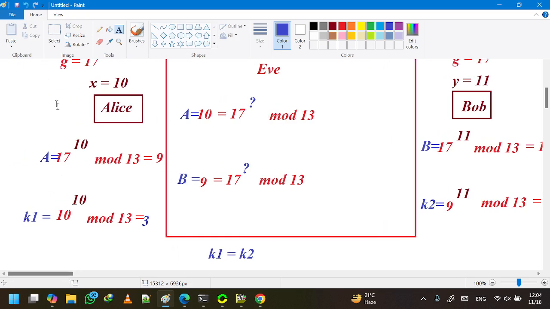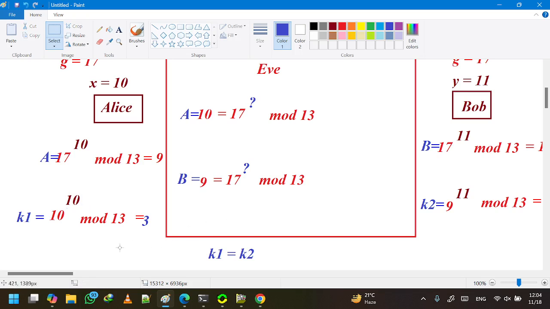But Eve will not be able to perform this operation. He will not be able to find the value of this number, because he doesn't know the value of this secret thing. So this is the ultimate secret.